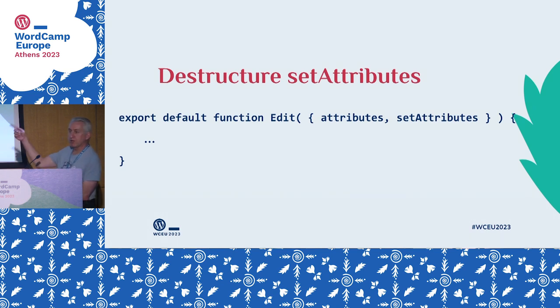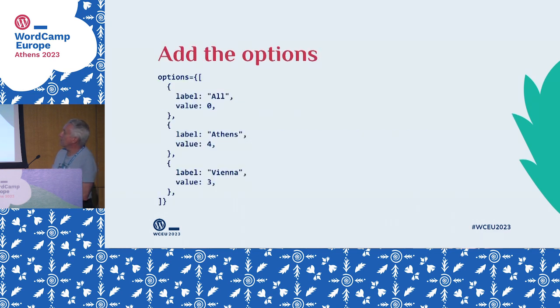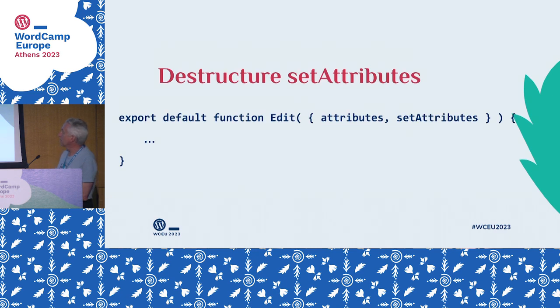If you've got the correct IDs in your select element, you should be able to change that, and it will dynamically change in the editor. And if you save the post, it'll change on the front end, and you can change the categories or have no category. I gave you a label all, and you can select all categories as well.